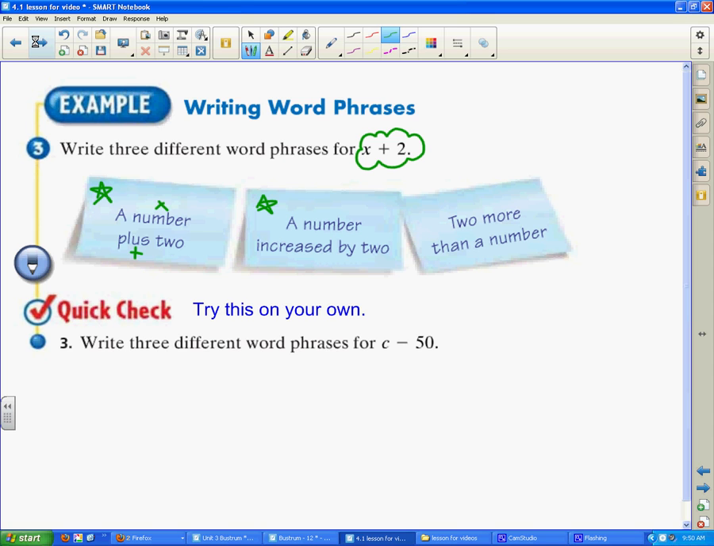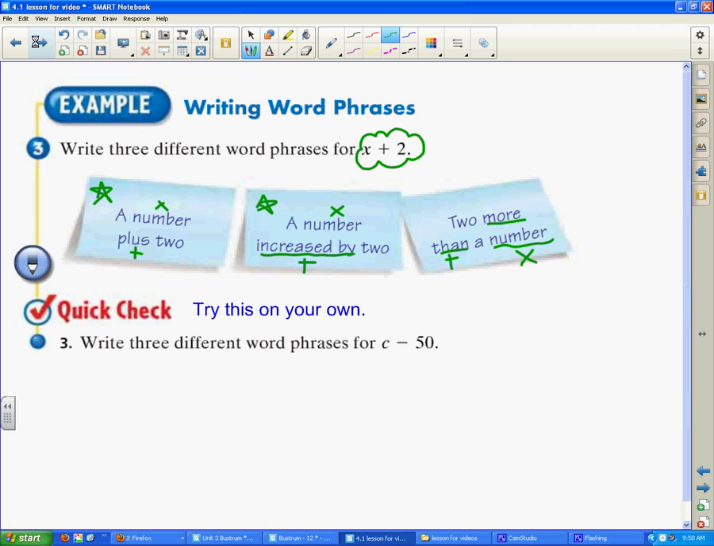A number increased by 2, so the number here is going to be our variable X, and increased by means plus. 2 more than a number. So a number is going to be the variable X, and it can be another variable. It doesn't always have to be X. And then more than means that we're going to add.